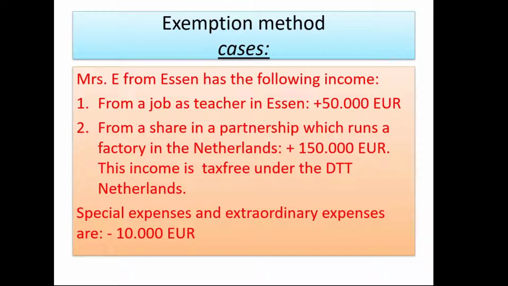Naturally, a natural person has special expenses and extraordinary expenses, so personal tax-free allowances. The total amount here is 10,000. So there is only one question which comes up now. What are we going to do with this case? And the answer is plain and simple. We are going to solve it, and that is to be done as follows.